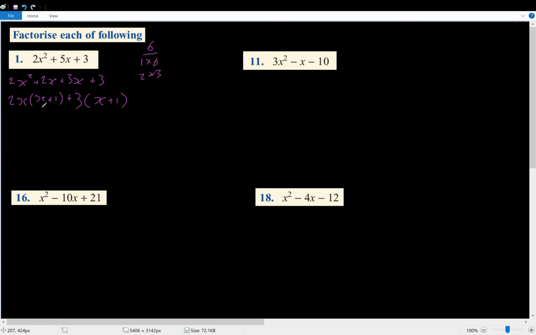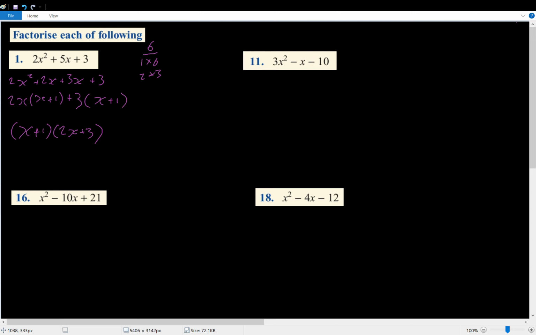And now we can see that there's a common bracket here of x plus 1. So we can write that down by itself. We get x plus 1. And that's going to be multiplied by 2x plus 3, the terms that were outside of the brackets. Now if we were to multiply these brackets back out, we would get our original expression back, and that is a way that you could go about verifying that you've got the correct answer should you need to.